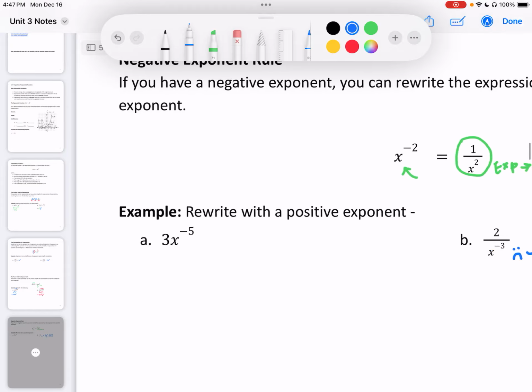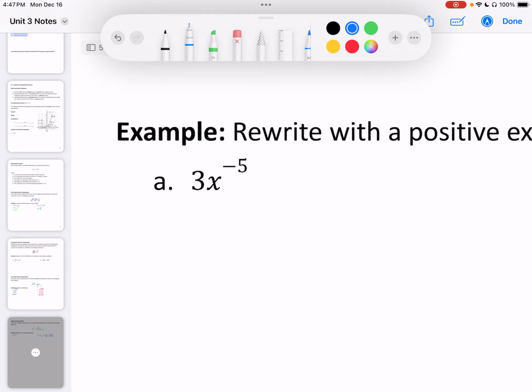Now let me bounce back over here. This looks similar to our example from earlier. Again, the 3 is not the problem. It is the negative 5 that's the exponent of the x. So the 3 can stay put. The x to the power of 5 is now in the denominator, and that's how we can work with negative exponents.